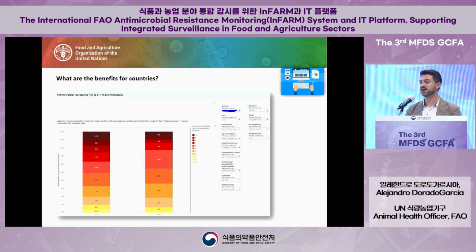So far, we have 9 different types of dashboards with maps as well, maps with different colors and different shades of color depending on the prevalence. We will also be adding a new dashboard on the distribution of minimal inhibitory concentrations, MICs, in tables but also in graphs for countries that are using this methodology for antimicrobial susceptibility testing.